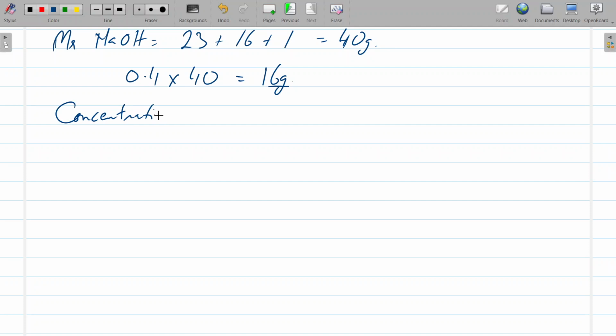Right, 16 grams is what's in 0.4 moles, and so the concentration of the NaOH solution is 16 grams per dm cube. Yeah, so that's what they're asking. What you said earlier was correct, but we just found the mass in a liter.